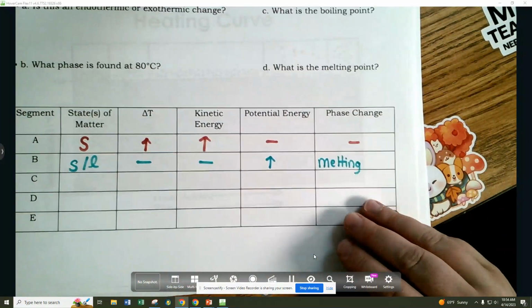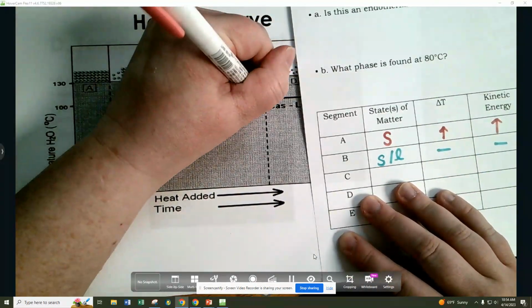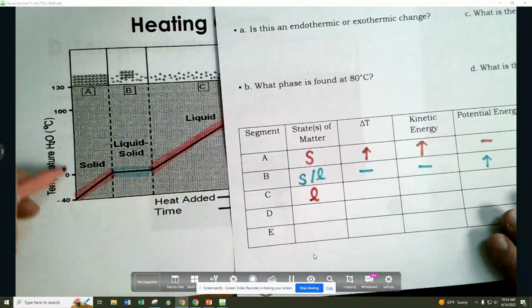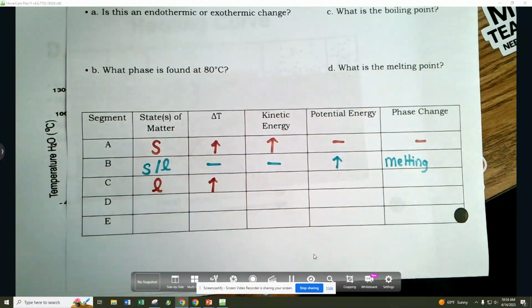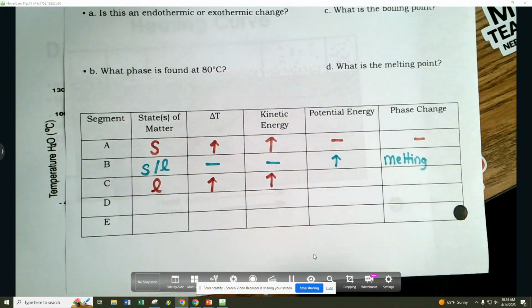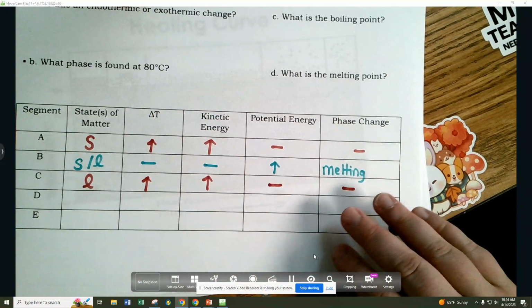Once we get through that segment, onto segment C, we are back to another sloped line. We are out of that hybrid of solid and liquid, and we are now fully in the liquid phase. We see that temperature is going up because we have a positive slope here. So if they are measuring an increase in temperature, that means we have an increase in kinetic energy. The energy is not being used to space the particles apart. So they're not being spaced apart, and potential energy stays the same and no phase change happens.